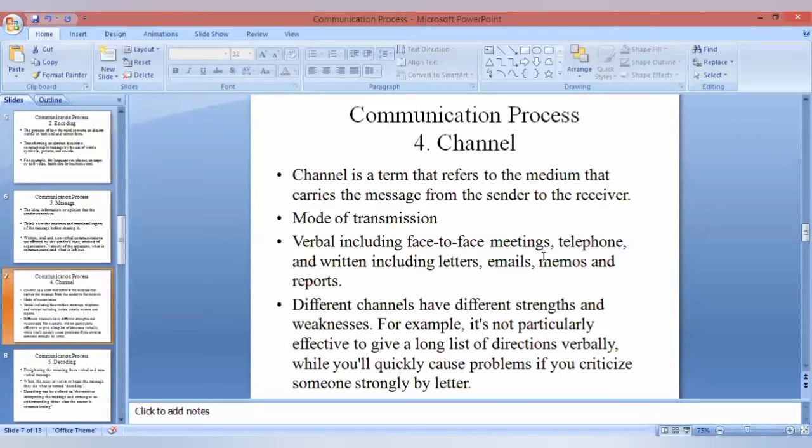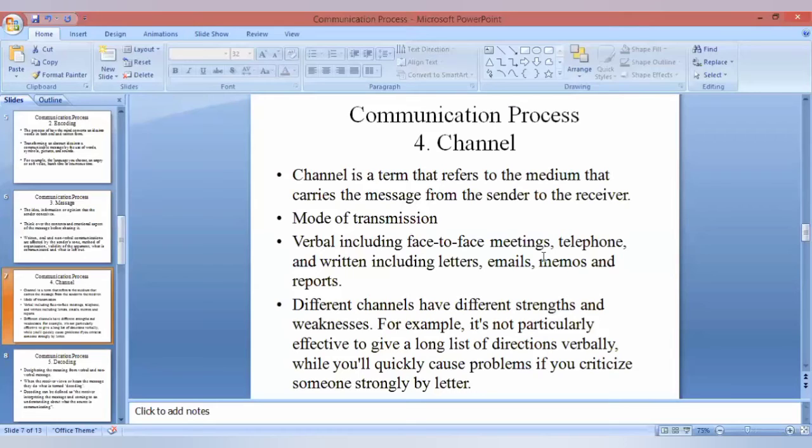And as I said earlier, different channels have different strengths and different weaknesses. So it is not particularly effective to give a long list of directions verbally. If you want to give directions to the recipient, it is not good to give long directions orally. Instead, they should be communicated in the form of, let's suppose, a notice or an office order.